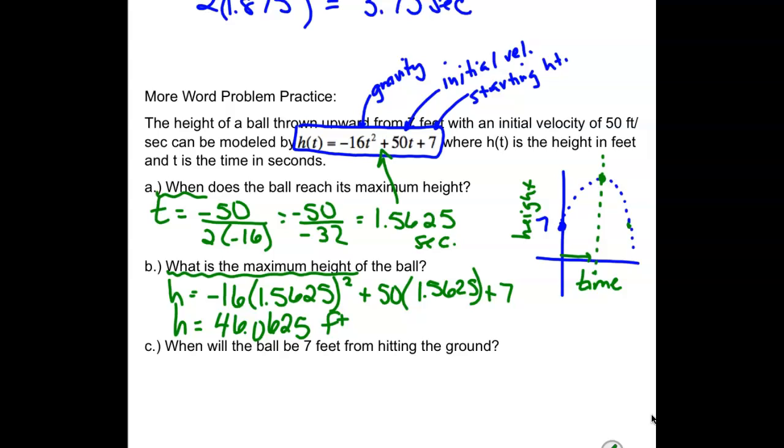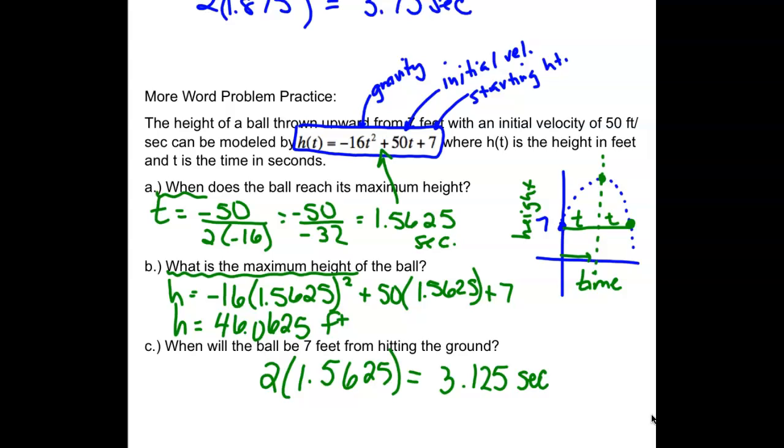So again, we're looking for when it's back to the same level that it started at. And because of our symmetry, if we know this is 1.5625 seconds, then this is also the same time. So the time it takes to get back to the same height that it started at is just double our x-coordinate of our vertex. So 2 times that, we get 3.125 seconds.